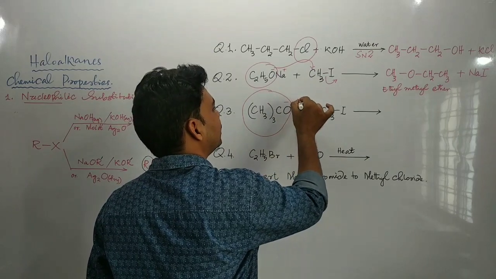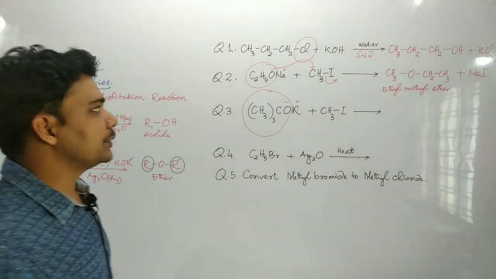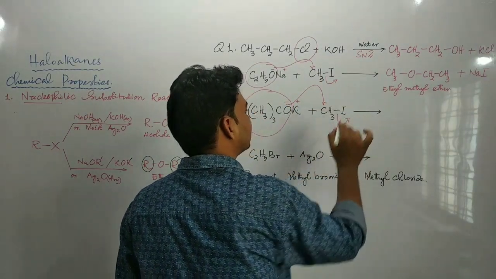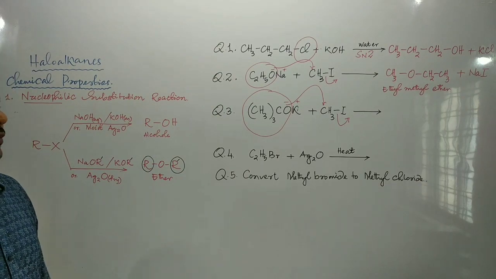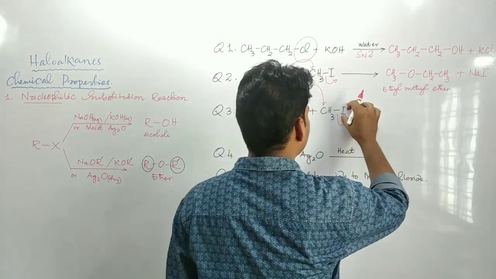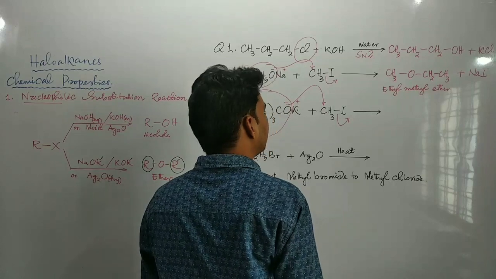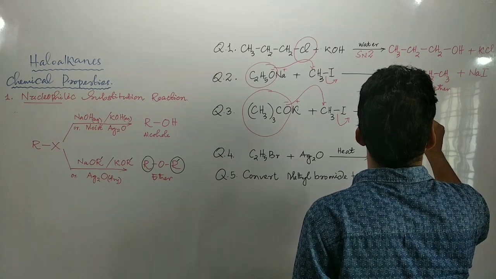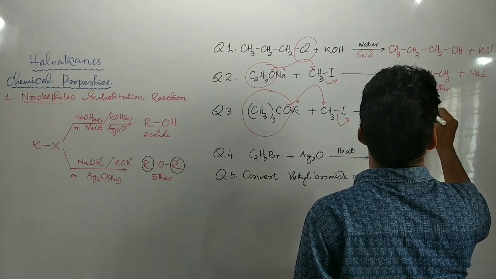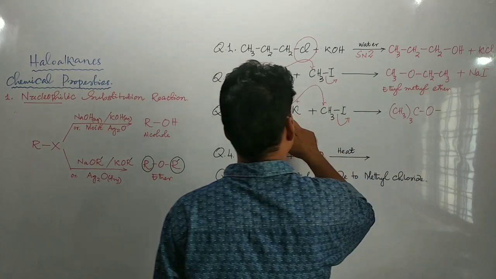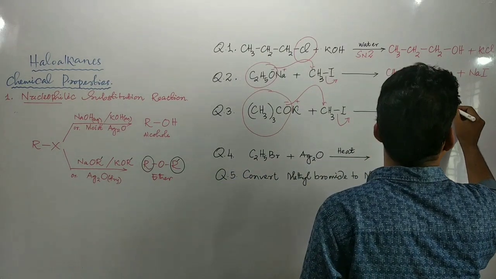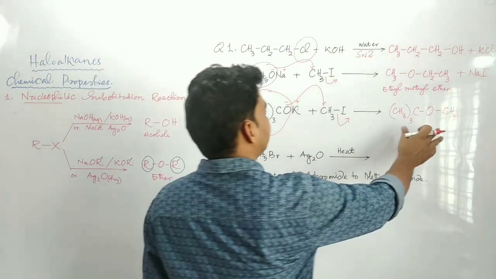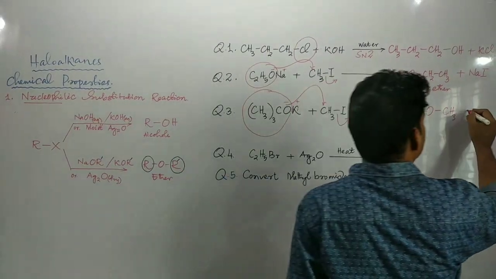This is your nucleophile. And this nucleophile will attack this carbon, resulting in the formation of a nucleophilic substituted product after the removal of the iodide ion. We will get (CH3)3CO. This oxygen is now bonded to this carbon of the methyl group. So this is your ether, and the byproduct will be K+ and I−. They will give rise to KI.